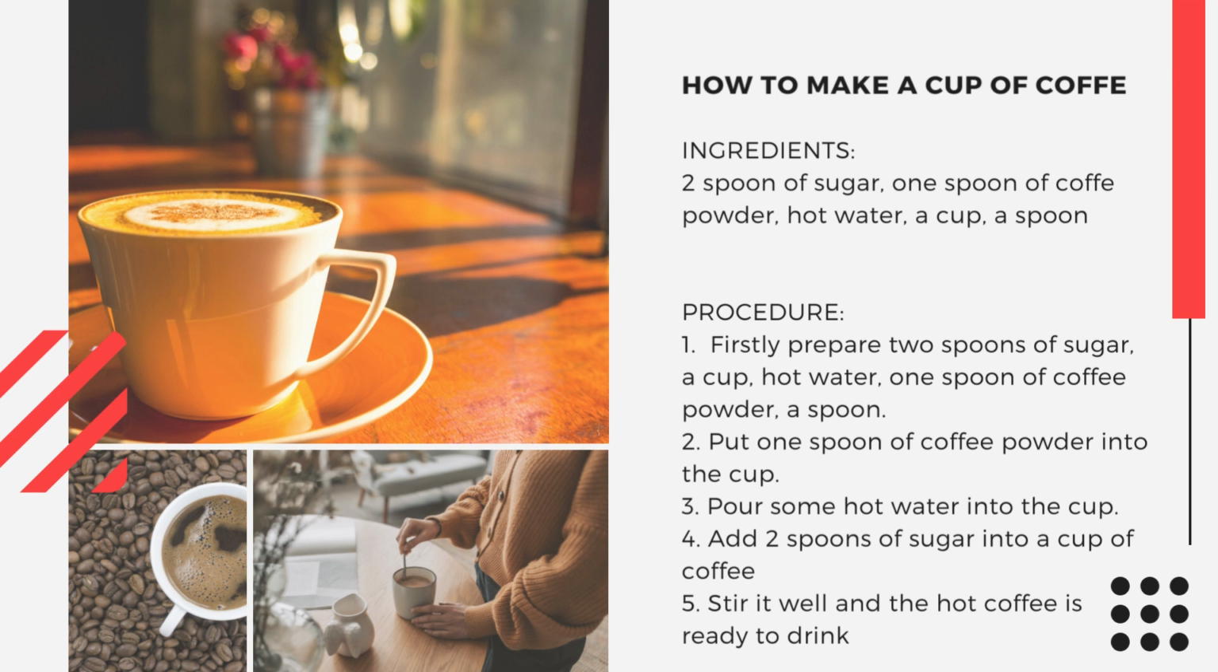Third, pour some hot water into the cup. Fourth, add 2 spoons of sugar into the cup of coffee. The last one, stir it well and the hot coffee is ready to drink.